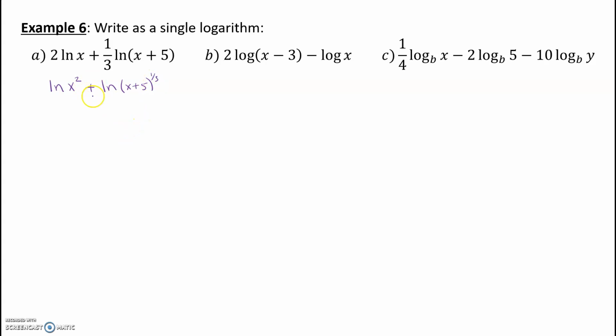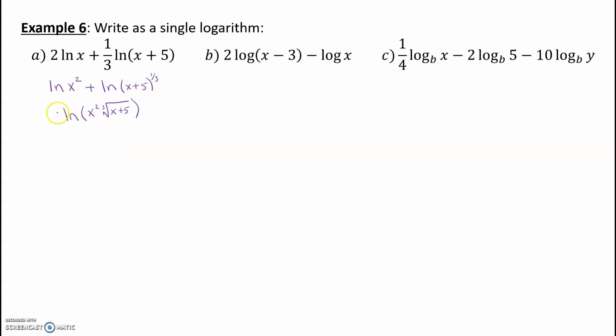All right, I see addition, which makes me think multiplication. So we're going to have natural log x squared times, I'm going to write this as a cube root because this is power over root. This is a cube root. So the cube root of x plus 5. And as ugly as that looks, that actually is a good answer.